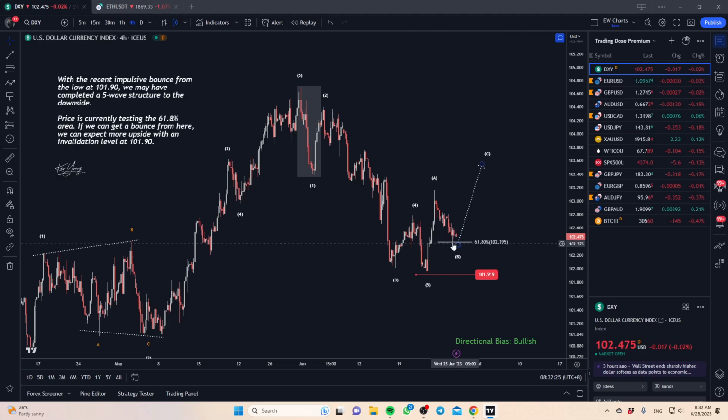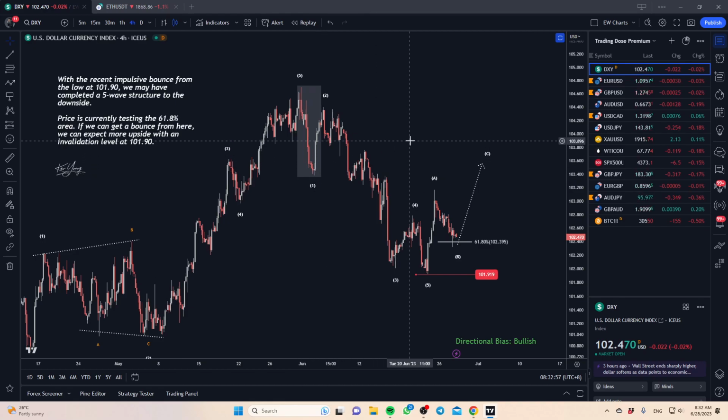Now, first up, we are looking at the dollar index over here. Price is basically testing the 618 right now. And I'm overall bullish simply with the expectation that after a 5 wave move to the downside, we are looking at an ABC development. If we can get a rejection of that 618 here, and more importantly, maintain above this invalidation at 101.90, we can actually expect another push up for C wave over here, potentially back to the tip of wave 1, which puts us around 103.40.